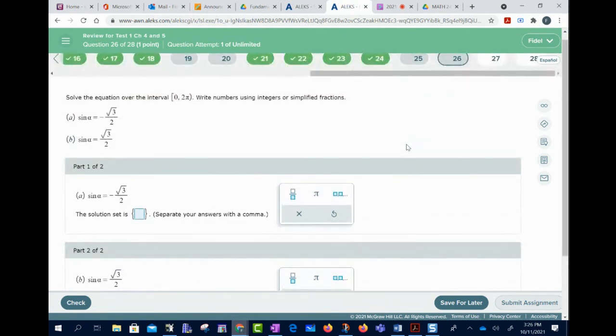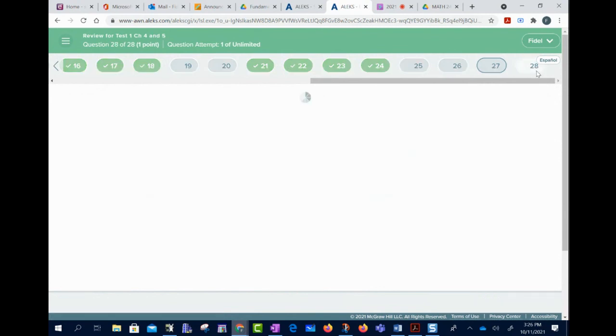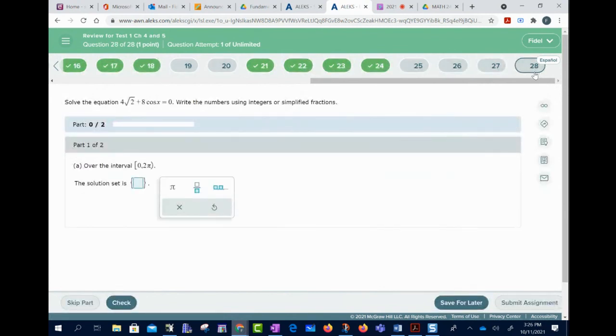I would definitely use a chart for this one, right? So are we good, or do we need to do it? We're good. 27? Same? Okay. 28? What would I do with 28? Wouldn't I just solve this by isolating what? Getting the cosine by itself, moving that over, dividing by 8, and going from there, okay?